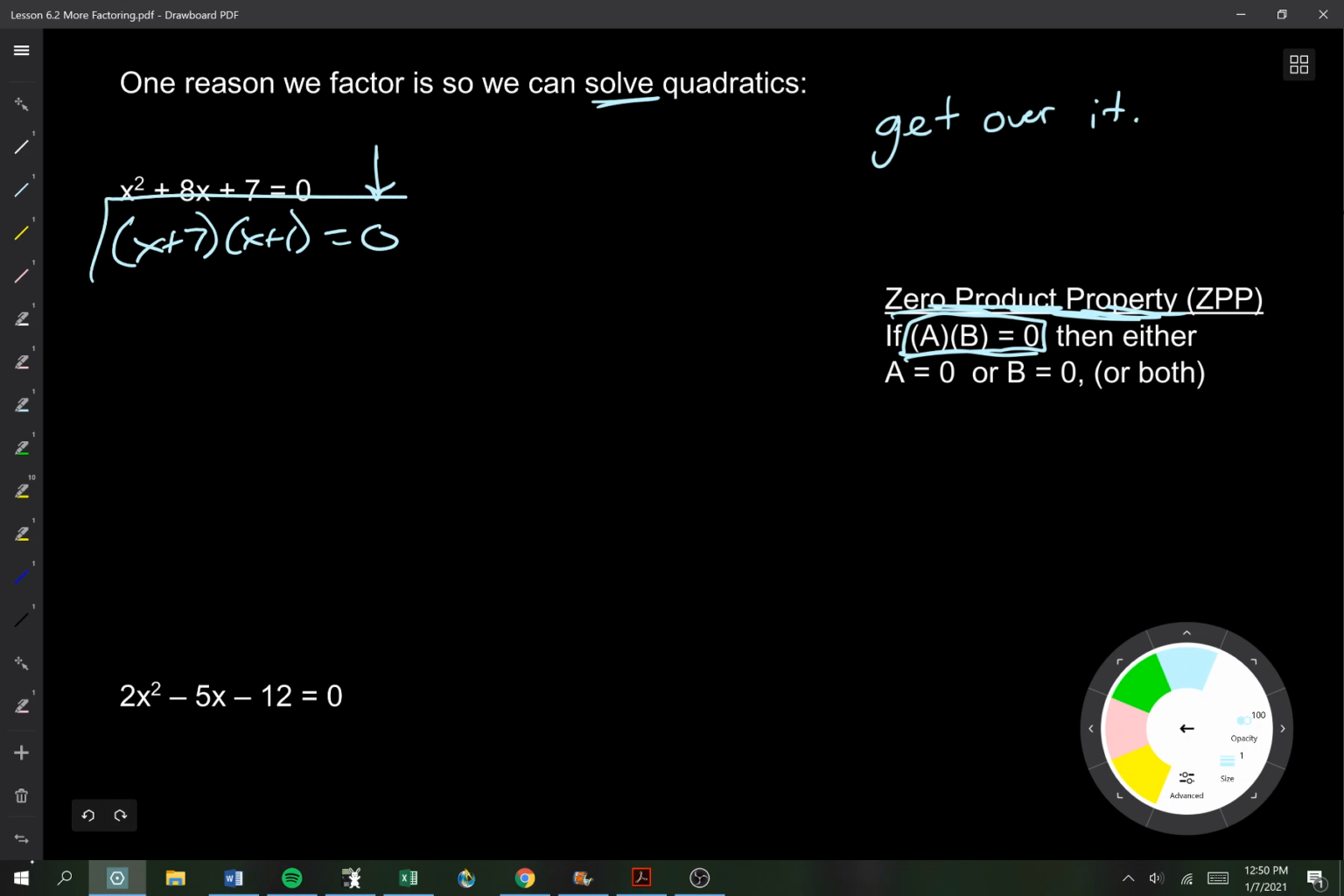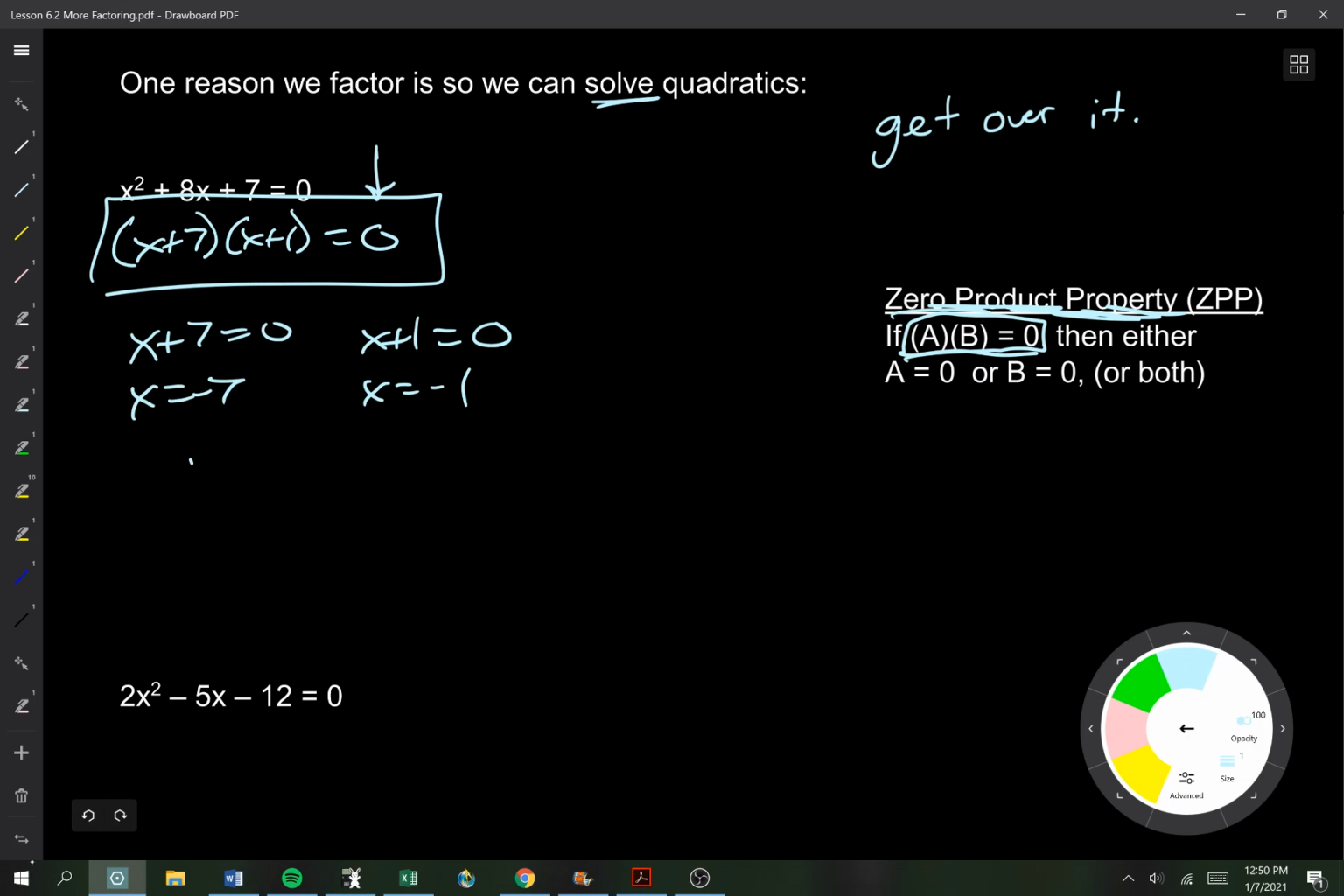So basically, when I have this equation, x plus 7 times x plus 1 equals 0, I know that either x plus 7 equals 0 or that x plus 1 equals 0. So I solve both. These are my solutions. We could say x is the set negative 7, negative 1. You factor, and then once you've factored, you solve your two equations. You solve your two factors. You set the factors equal to 0, and you solve them.